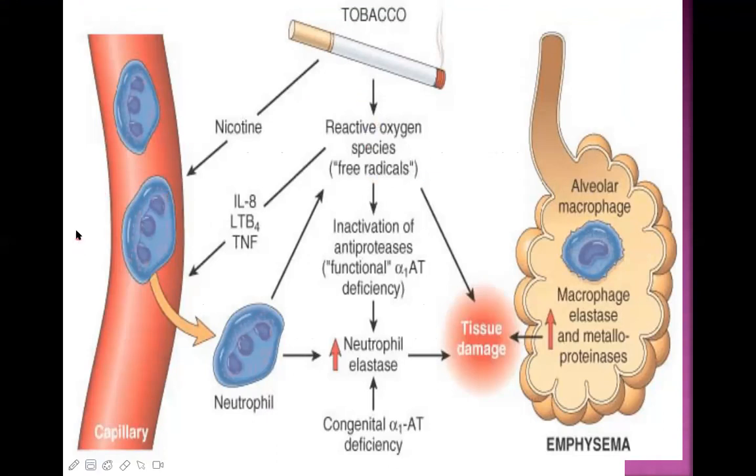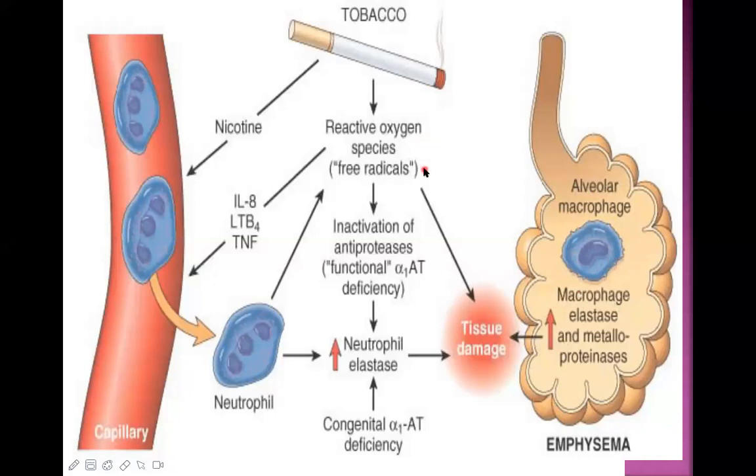See here. This is a capillary. Inside the capillary, these are neutrophils. Look, there are 3 nuclei there. Okay, these are neutrophils. Now, what is happening inside the alveoli? This is alveoli. See here. This is an alveolar macrophage present here, which is naturally present.